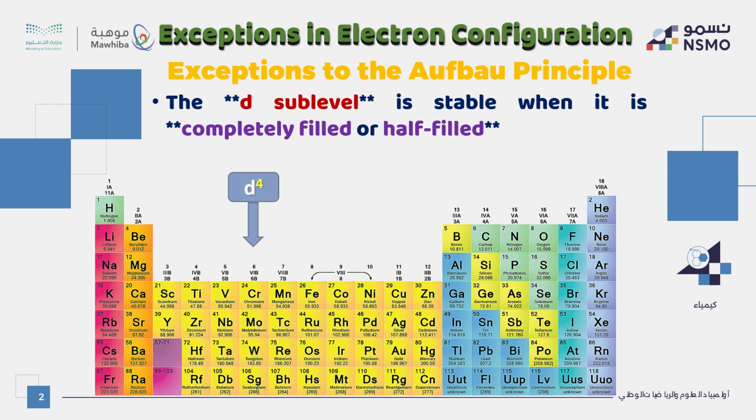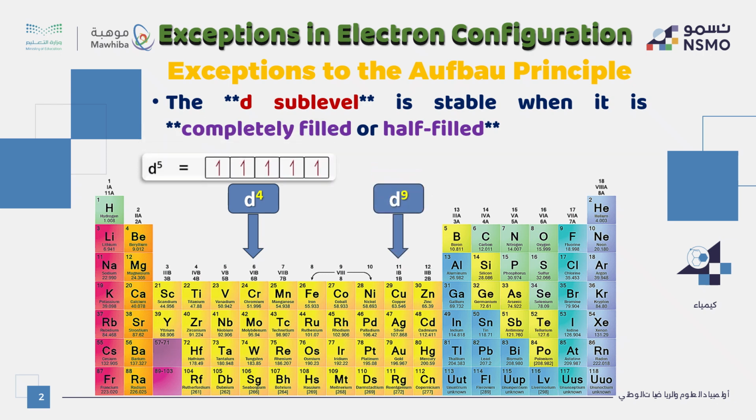Exception number 1, chromium, Cr. Let us examine chromium, which has an atomic number of 24. Expected configuration based on Aufbau: following the Aufbau principle, we would expect chromium to have argon 4s2 3d4. But the actual configuration observed, however, is chromium argon 4s1 3d5.